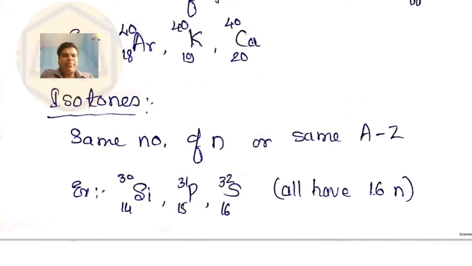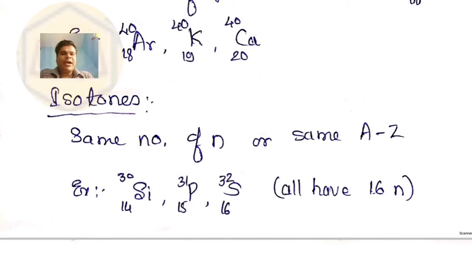And it can be remembered very easily. Isotones has an n in it, tones has n, so remember same number of neutrons. Now if you work out the neutrons: 30 minus 14 is 16, 31 minus 15 is again 16, 32 minus 16 is again 16. So all of these have 16 neutrons, therefore these three are a set of isotones.